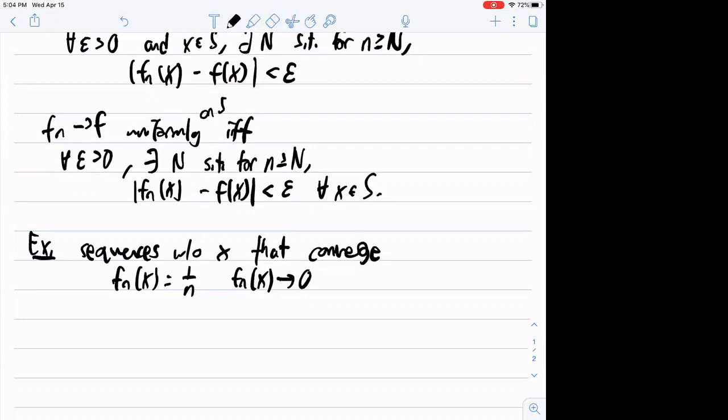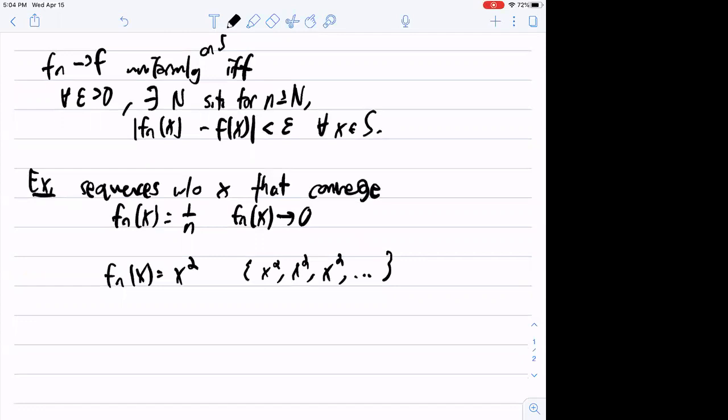For example, this is just the sequence where n is 1 is x squared, n is 2 is x squared, n is 3 is x squared. It's pretty clear that there's no dependence on n. So these sequences converge uniformly, clearly.